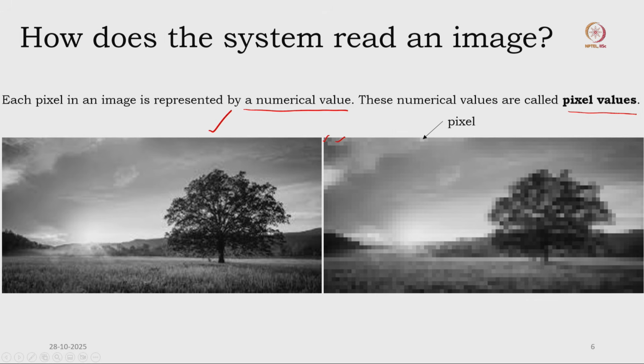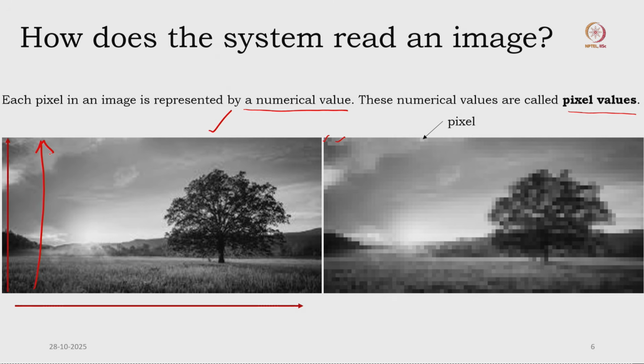So, how does the system read an image? A system will read an image as a grid of pixels. Now, when you look into an image, it is having a dimension. We have an x-axis and we have a y-axis.